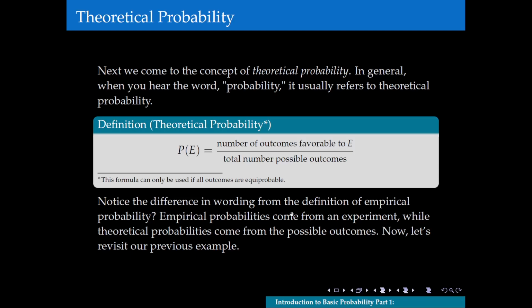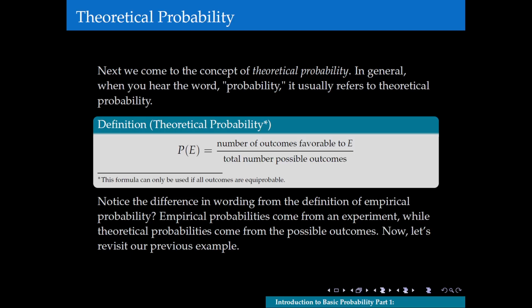So now notice the difference in wording between empirical probability and theoretical probability. Again, here's a very clear distinction that we want to understand. Empirical probability comes from an experiment and deals with the relative frequencies of observances, while theoretical probabilities come from just possible outcomes, assuming that they are equiprobable. But even if they're not, we can still apply theoretical probability. But theoretical probability doesn't require an experiment in order to interpret results.